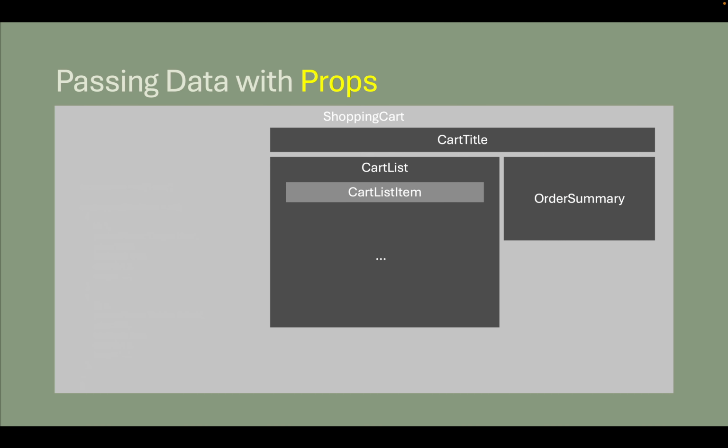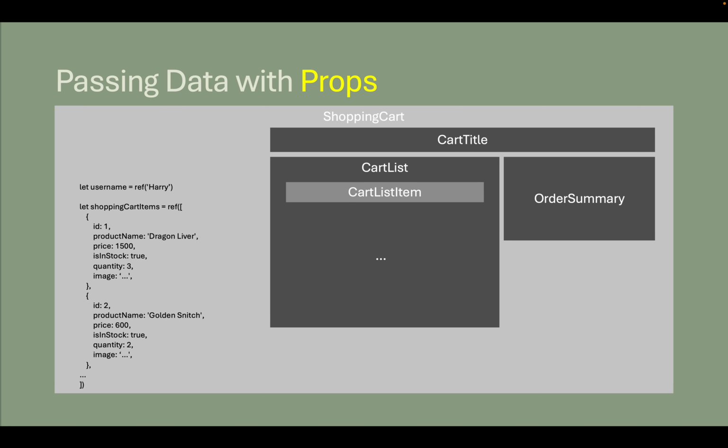As you saw earlier, username and shopping cart items are defined in the shopping cart component. Let's figure out which component needs these 2 data. Inside shopping cart, there are 3 child components: cart title, cart list, and order summary. The cart title component needs to render the username. Fine. The shopping cart component passes it as a prop to the cart title component. The cart list component needs to render the shopping cart items.